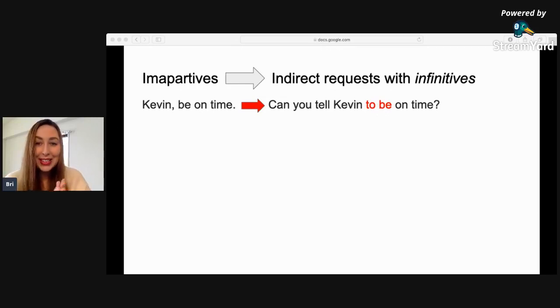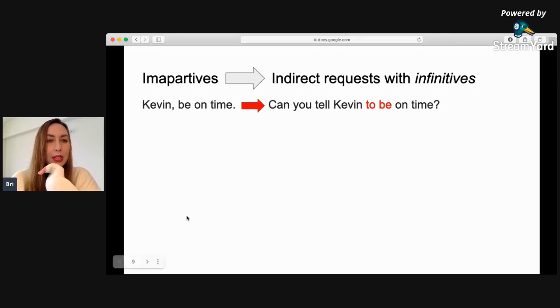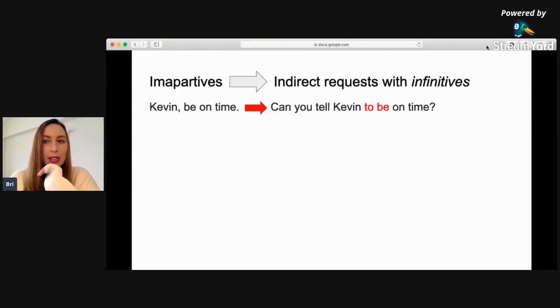Oh, very good. You guys know what imperatives are. I'm very happy to see that. By the way, are you able to see it if I do this a little bit more? Is it bigger? I hope the text is big enough for you to see. Let me know if you need it bigger, okay?